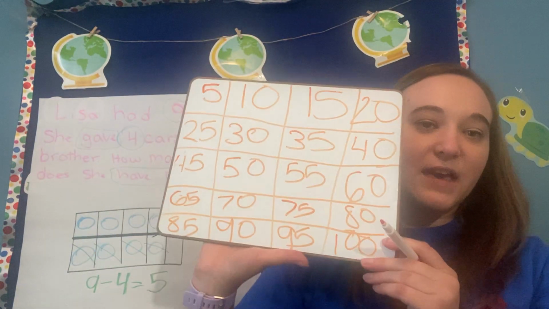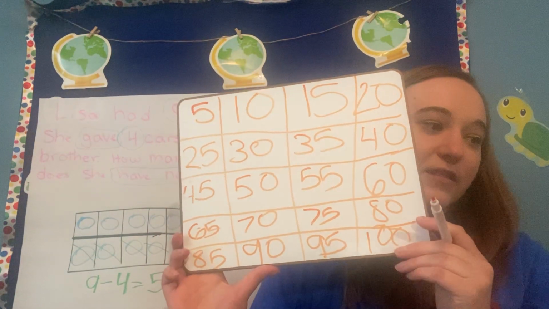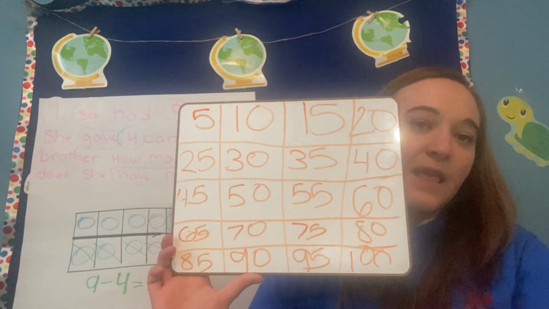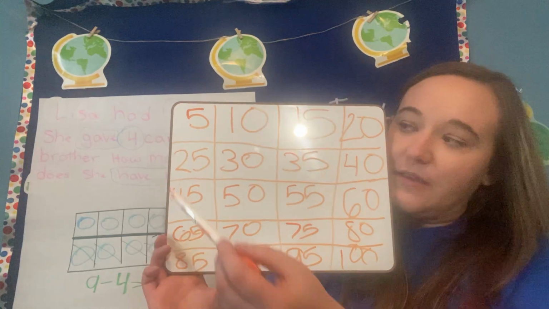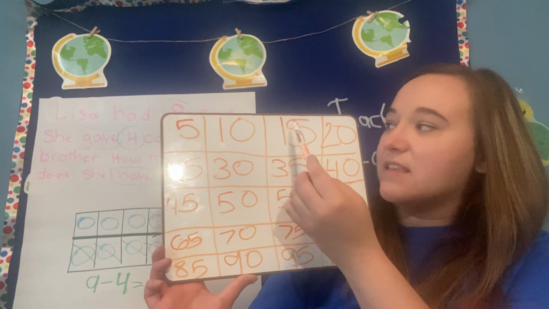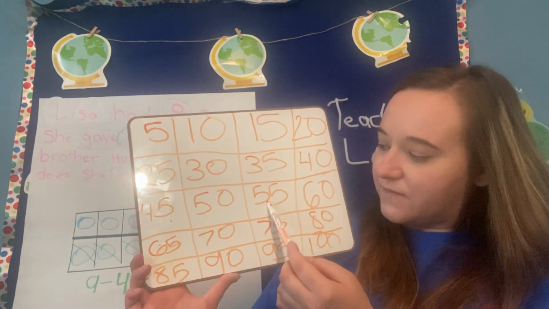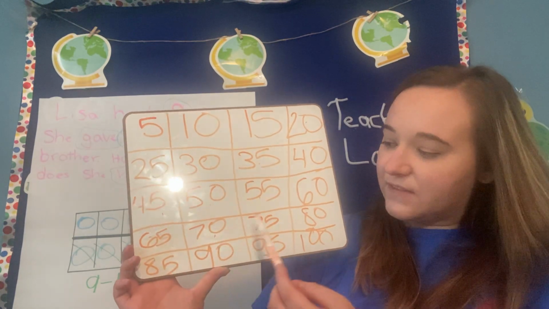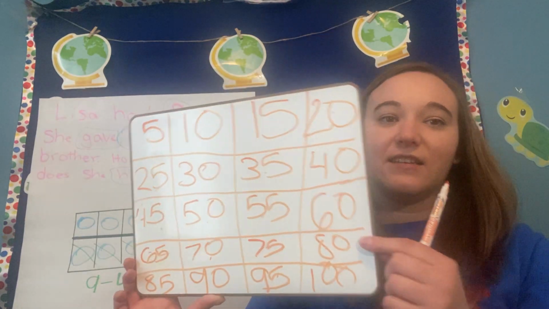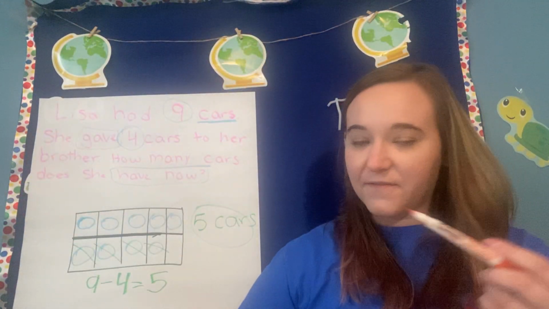Now that we made our grid, I want you to also try to make this grid of counting by 5. You can write the numbers like I did. And then count by 5. Count with me. Ready? Go. 5, 10, 15, 20, 25, 30, 35, 40, 45, 50, 55, 60, 65, 70, 75, 80, 85, 90, 95, 100. Good job.